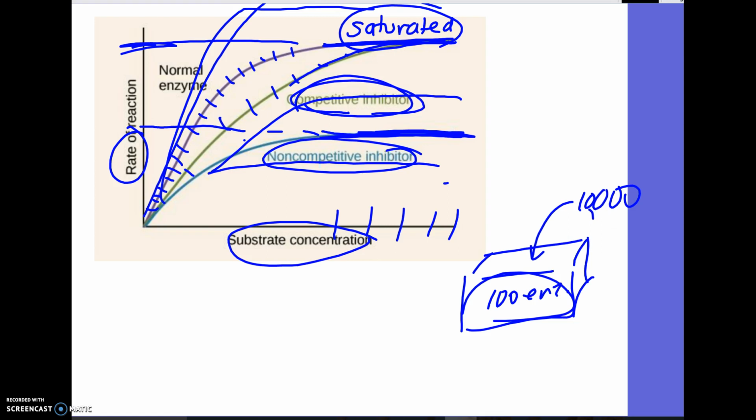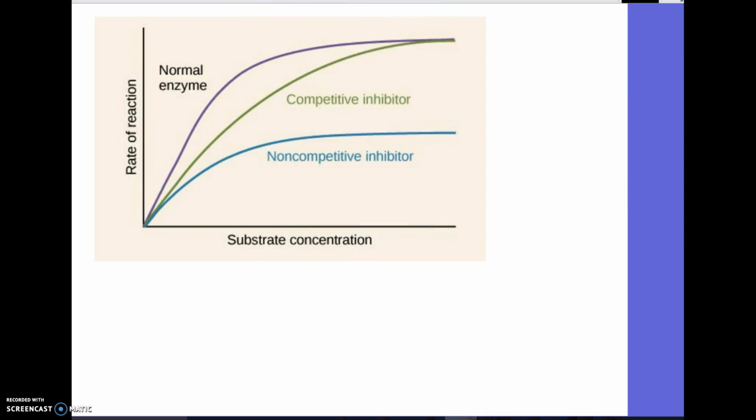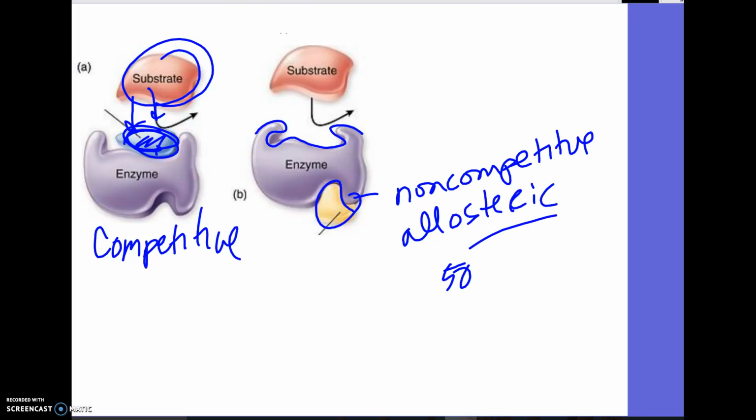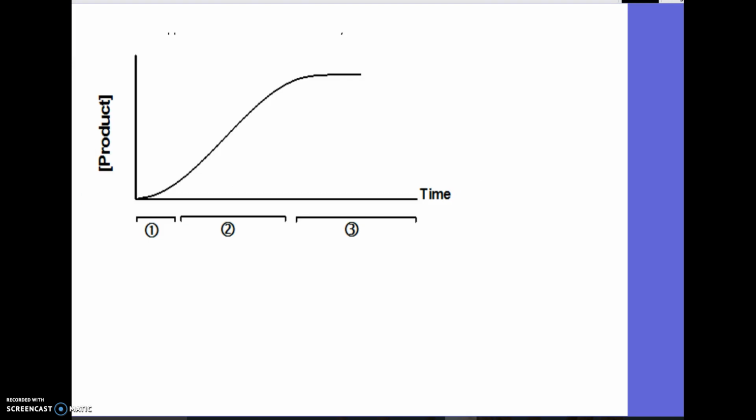Adding more substrate for competitive inhibition will overcome the inhibition to the point where it could actually reach the regular rate. Non-competitive, it can't. All right, we already went over this slide, so just understand the difference between how the two inhibitors work, competitive versus non-competitive. And that brings us to this one.